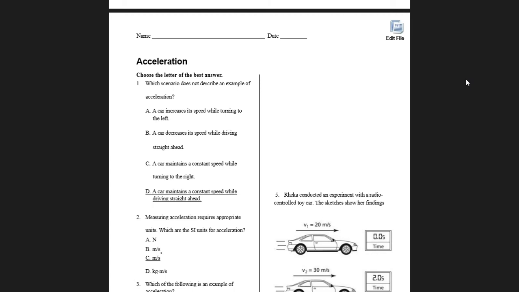So we have two types of speed. One of them, the speed is constant, doesn't change. The second one, the speed changes. Acceleration is related to the speed which changes. So when the speed changes, there is acceleration. When the speed doesn't change, no acceleration.